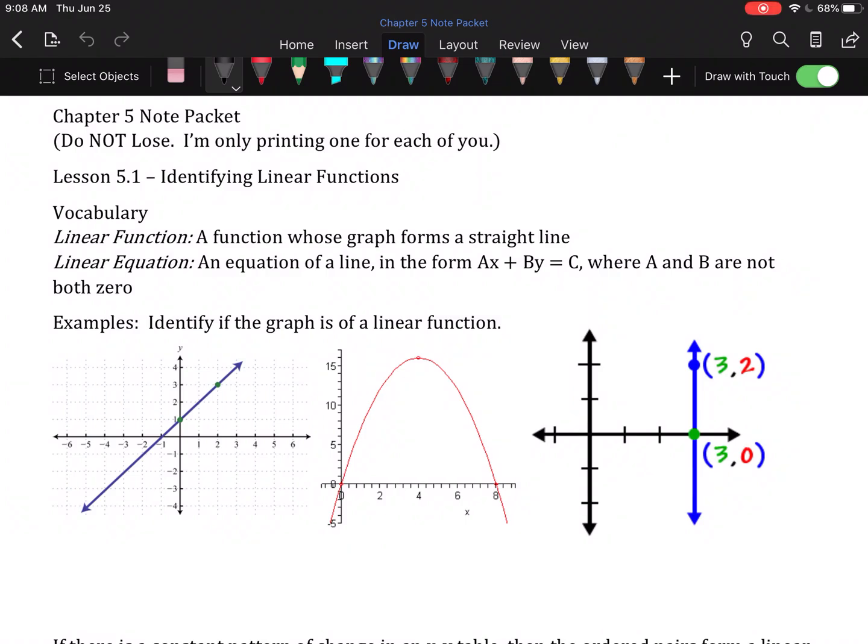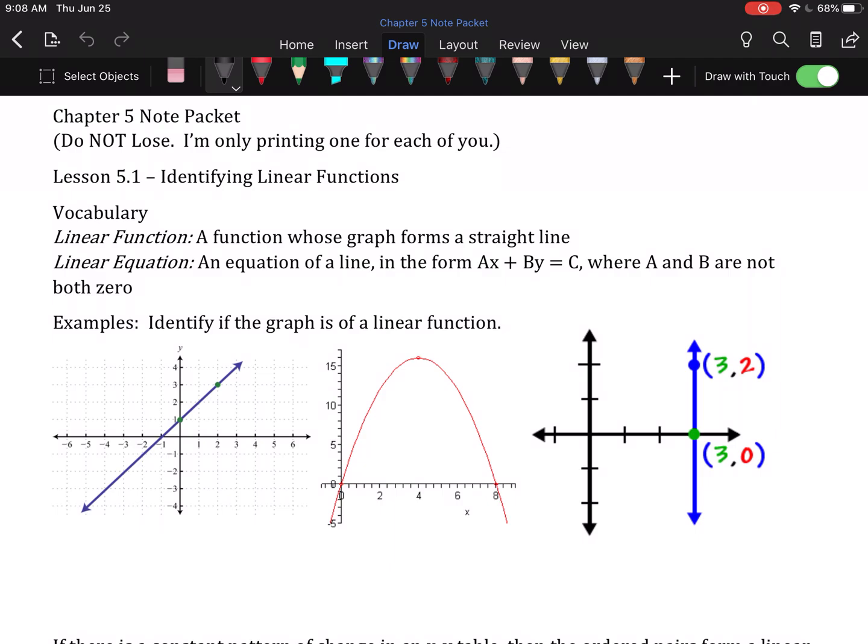Chapter 5. This whole chapter is going to be about lines. Identifying lines, which seems simple. Graphing them using a whole bunch of different things. Slope-intercept form and point-slope form, which hopefully you recognize those terms from pre-algebra. I hope we got there.